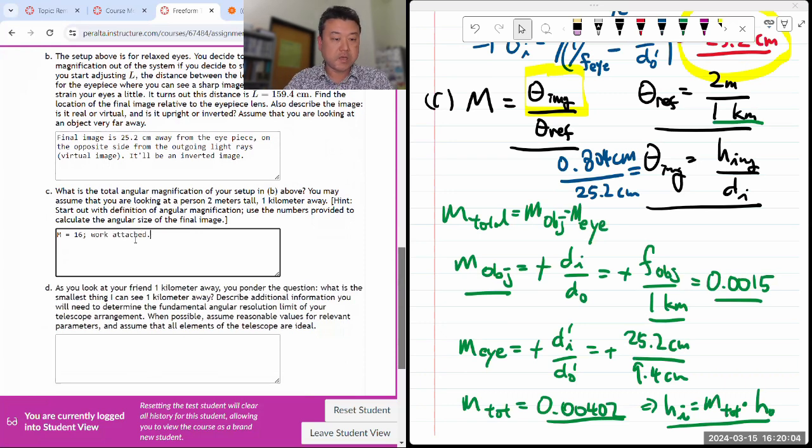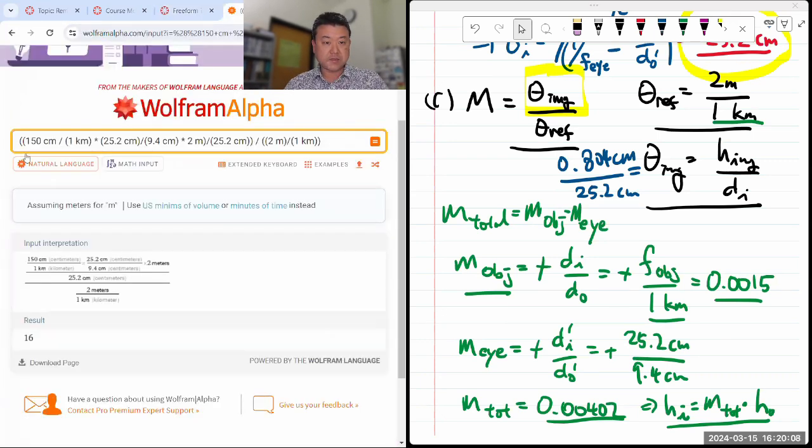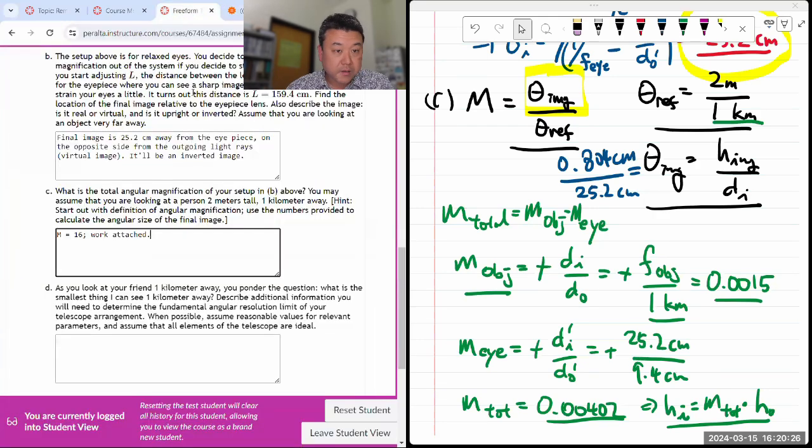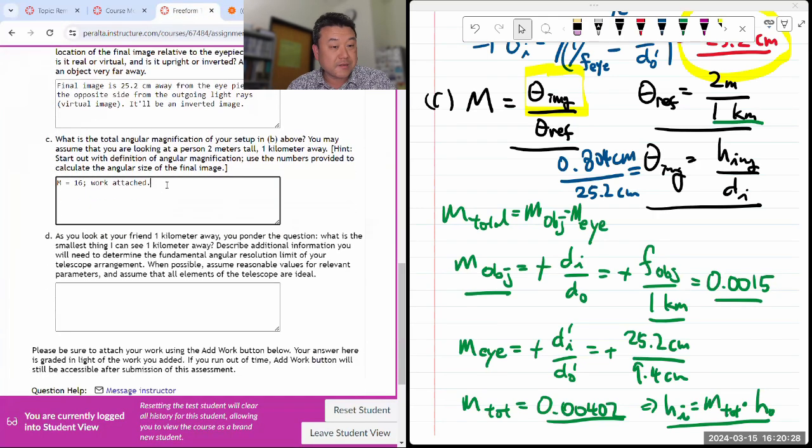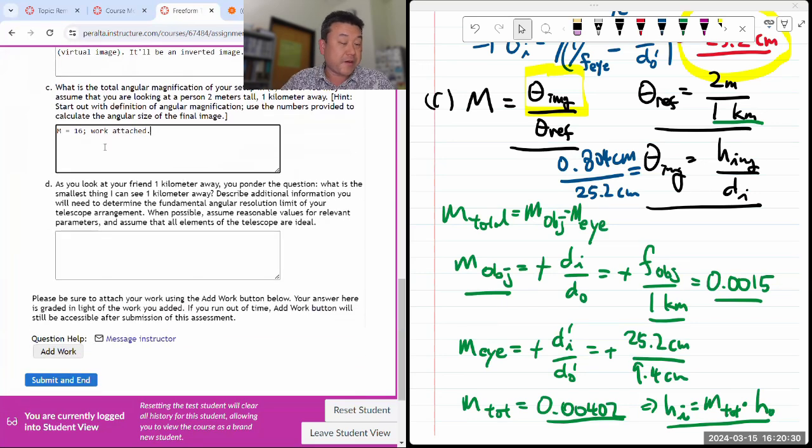Work attached. And for the work, I'll attach this and this page, because I think that basically contains all the numbers that I'm putting in. And in this number, you can kind of see how 1 kilometer would have canceled out. So if an object is actually infinitely far away, that's actually fine. It'll have canceled out. It's just that earlier when you're plugging numbers, that's in the way. So with the setup, angular magnification is better.